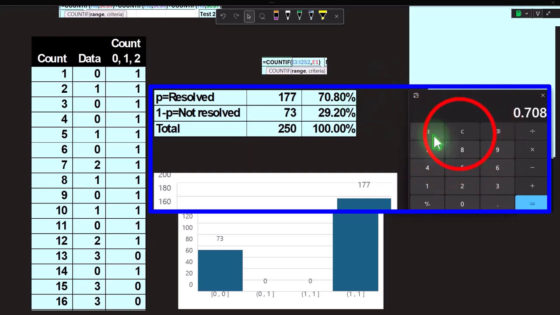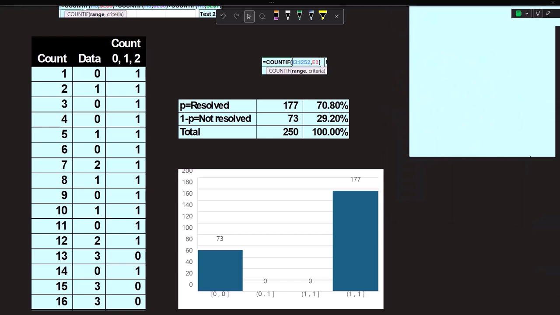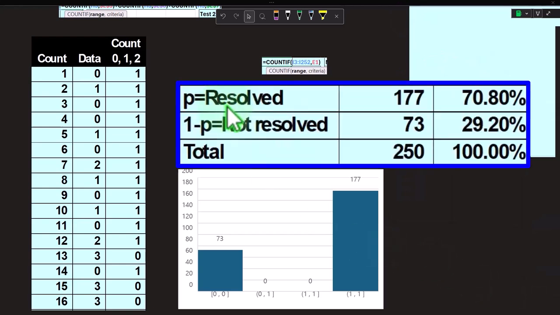If we look at that from the standpoint of a percentage, 177 divided by 250 comes out to 70.8%. And then we've got the 73 divided by the 250, that comes out to 29.2%. We add those together, of course, 70.8 plus 29.2, it comes out to 100%. So obviously we're looking at this from the standpoint of the percent resolved. This is basically the average, right?